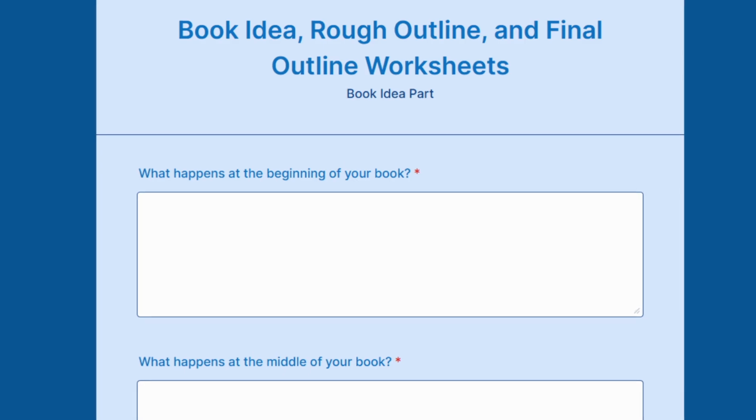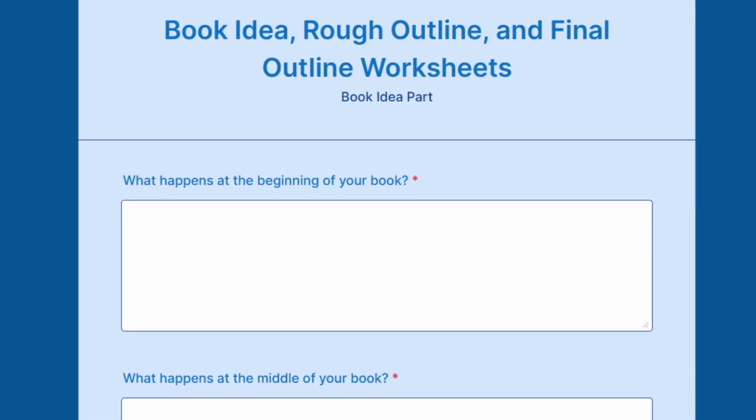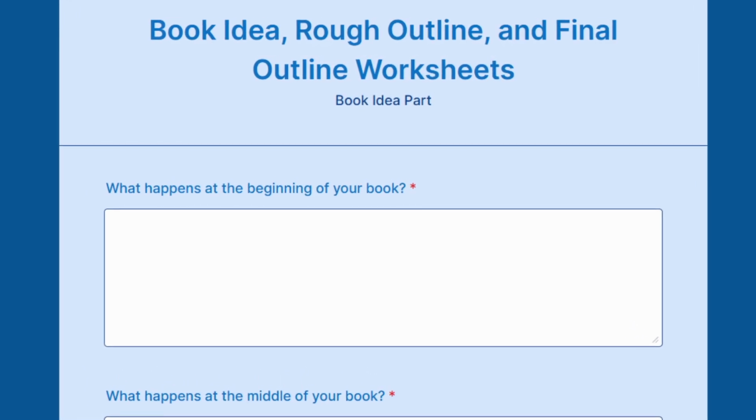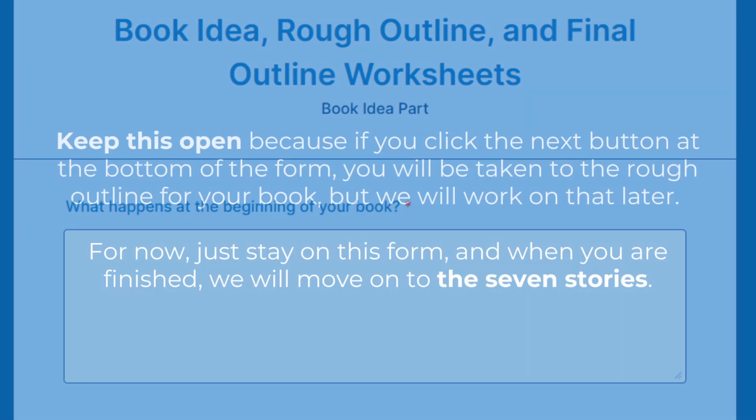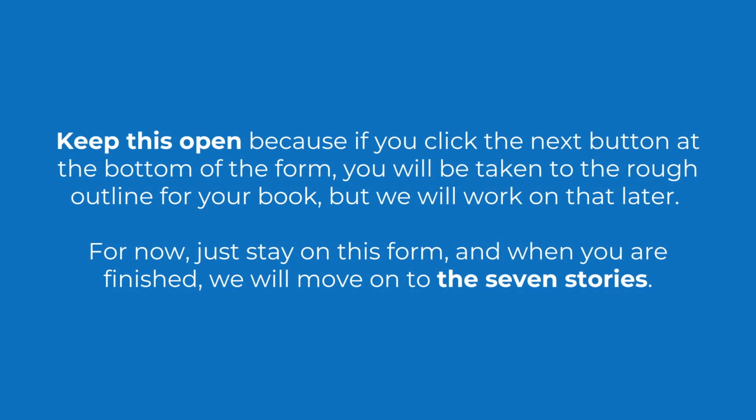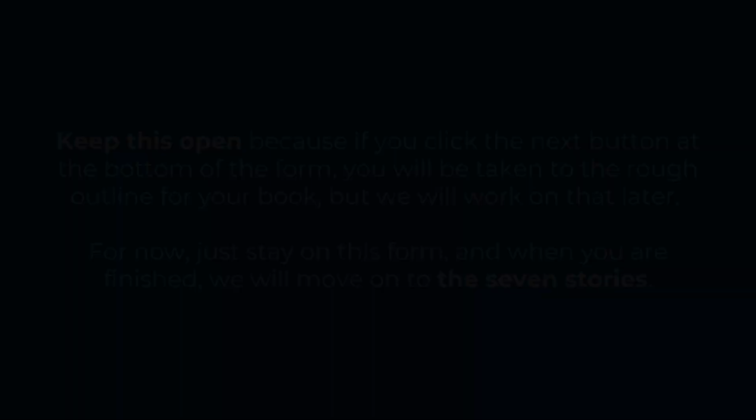Also, instead of writing your book idea on paper, you can use our tool in the link below to type your beginning, middle, and ending. Keep this open because if you click the next button at the bottom of the form, you will be taken to the rough outline for your book, but we will work on that later. For now, just stay on this form, and when you are finished, we will move on to the 7 stories.